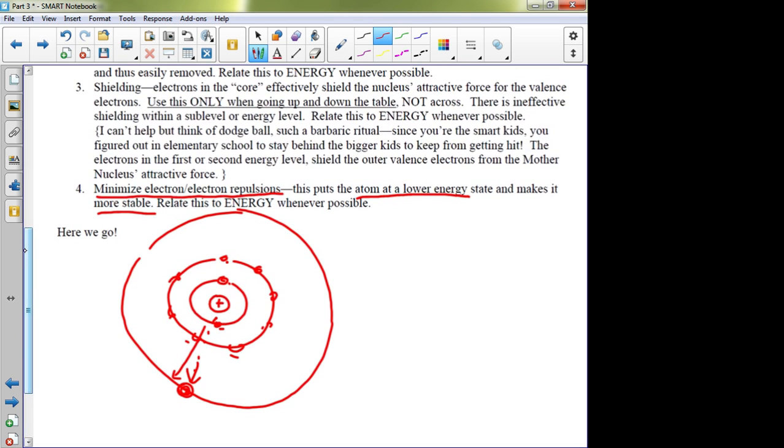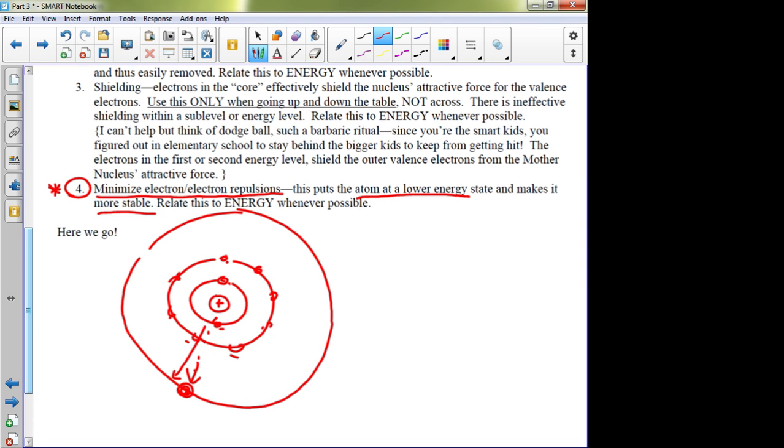And then always remember this argument here, number 4, when we start trying to explain exceptions. Exceptions can normally be explained using number 4, where we try to minimize electron-electron repulsions to put the atom in a lower energy state and make it more stable. All right, we feel like we're reviewed up on it. We remember yesterday. We've jogged it fresh.